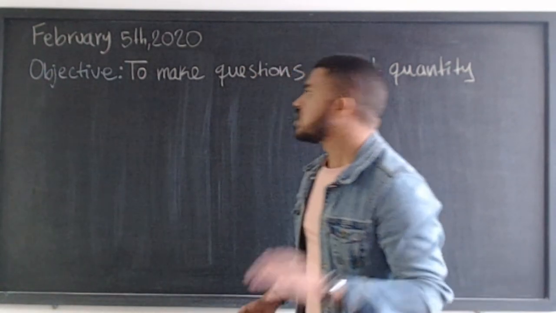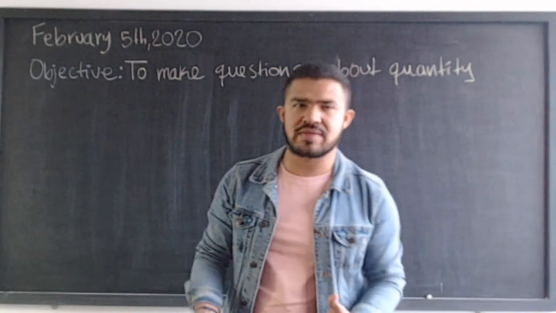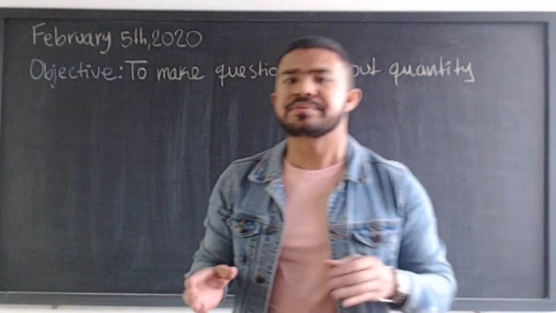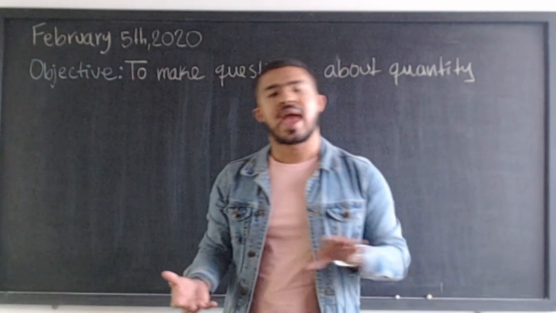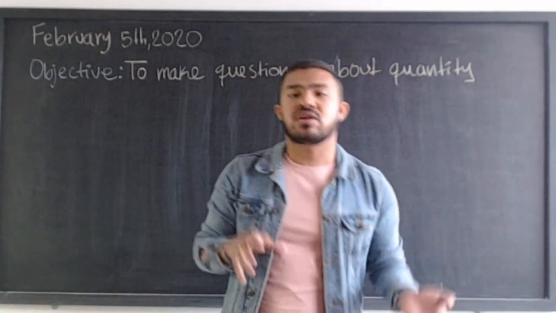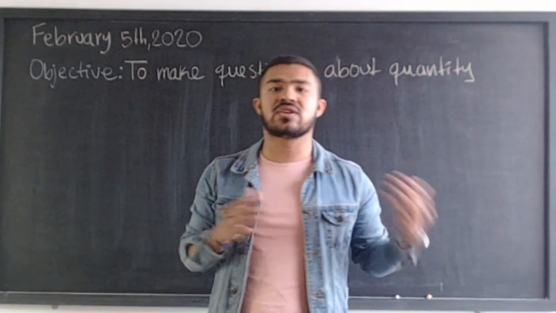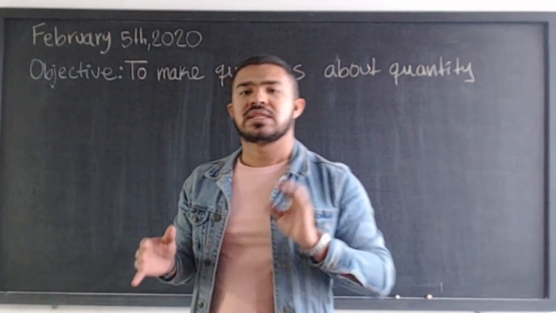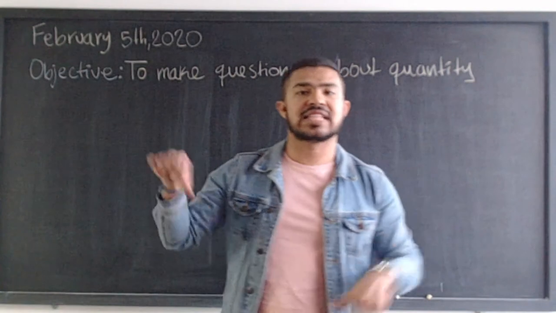So let's start, okay? First, I'm going to remind you about the last class topic, which was how to express quantity. You learned some expressions like some and any. Remember that some is used for countable and uncountable nouns, and any was also used for countable and uncountable nouns. But the difference between some and any is that you use some for positive statements, and you use any for negative statements, okay?